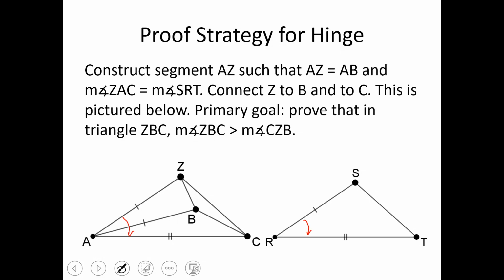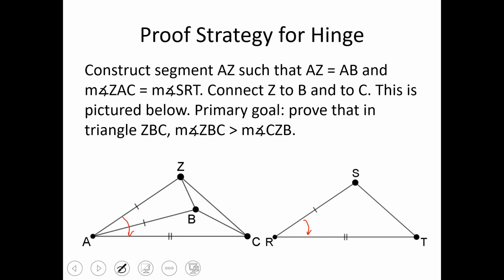And if you like, what we've done initially is we've constructed a ray through A and a point Z such that the angle ZAC is equal to the angle SRT. And then we mark the point on that ray such that A to that point, which I've called Z, is equal to RS. So it's like two construction steps together. Construct a ray to give us an angle of a certain measure, and then on that ray, pick out a segment of a certain length. Okay, so this is what we get, as you see in the diagram.